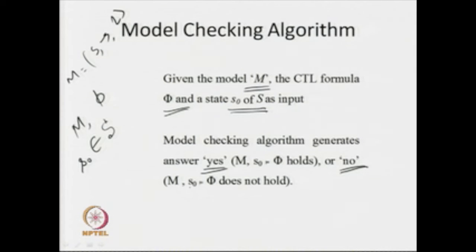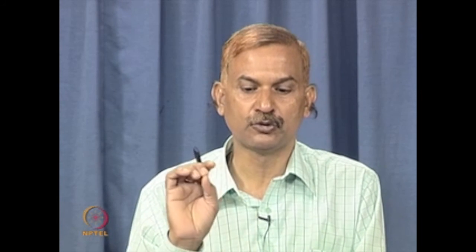So, this is the way we can look into the model checking algorithm: we are giving a model M, we are giving a CTL formula phi and one particular state, and we are going to check whether this CTL formula is true in this particular state S0 of M or not. So, it is going to say either yes or no.